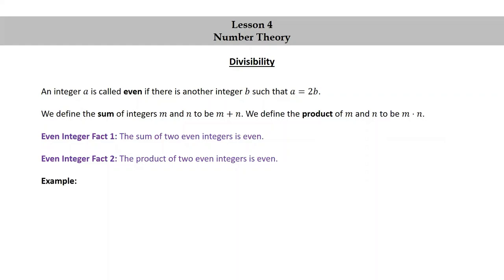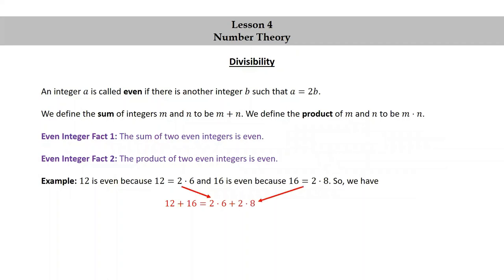Let's look at an example. 12 is even because 12 is equal to 2 times 6. And 16 is even because 16 is equal to 2 times 8. So we have 12 plus 16. By substitution, that's equal to 2 times 6 plus 2 times 8. And that's equal to 2 times 6 plus 8 because multiplication is distributive over addition in the set of integers. Okay, and that's equal to 2 times 14, which is 28.